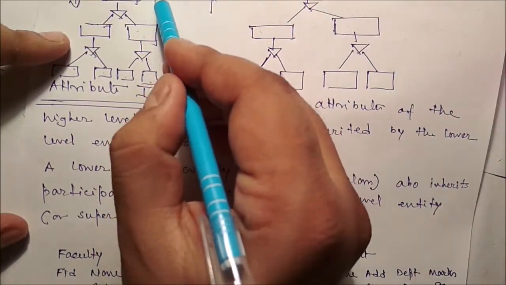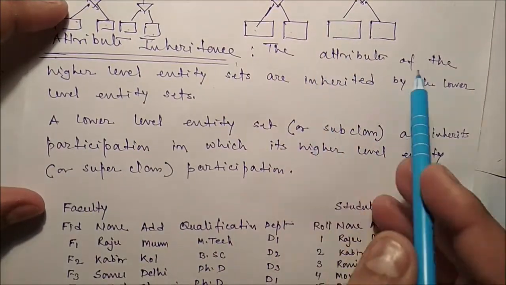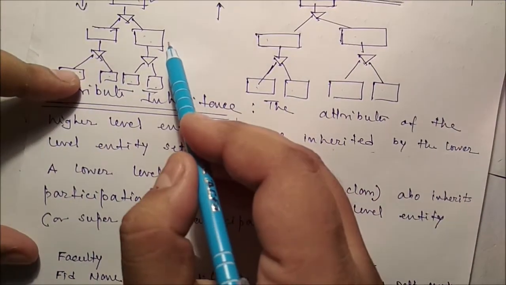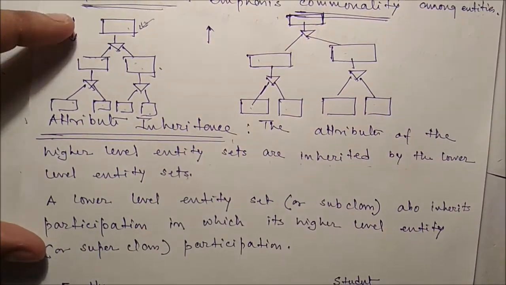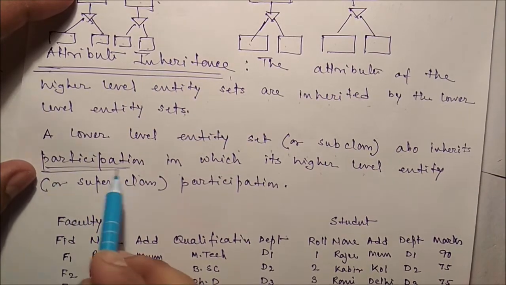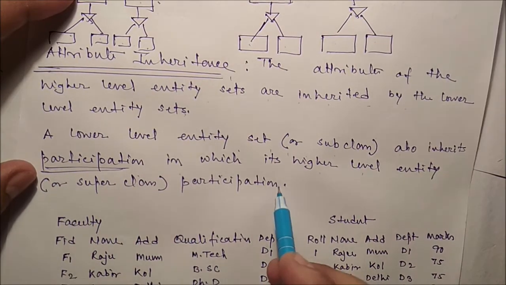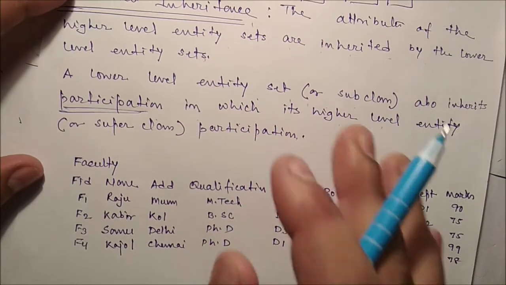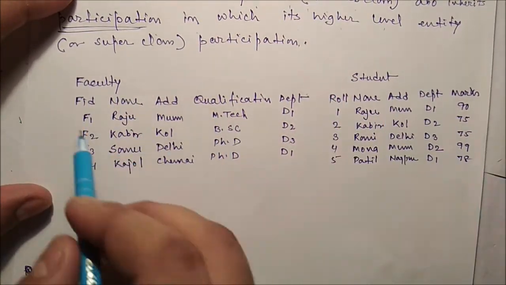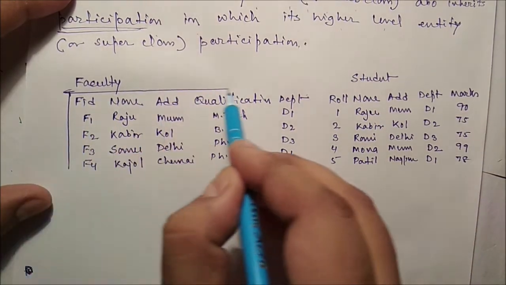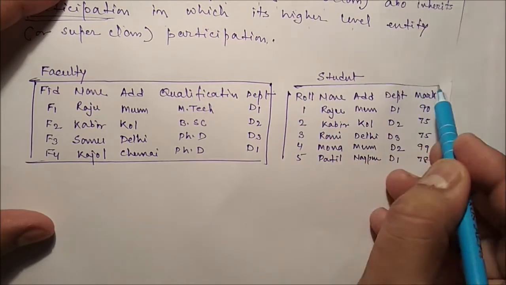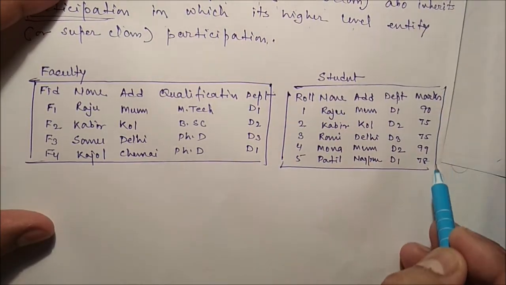So this is our higher level entity set. Attributes of the higher level entity sets are inherited by the lower level entity sets. So this is the lower level entity set. A lower level entity set or subclass also inherits participation in which its higher level entity set participates. Now say two tables are there, the faculty table and the student table. Here the faculty table is there and here the student table is there.